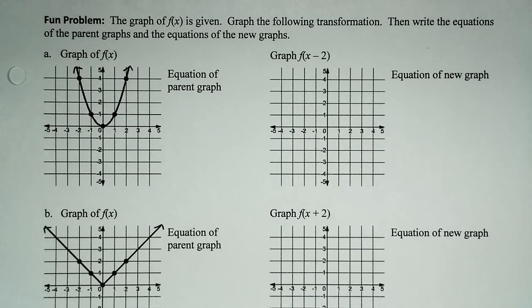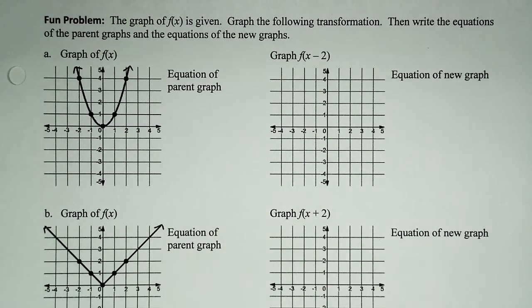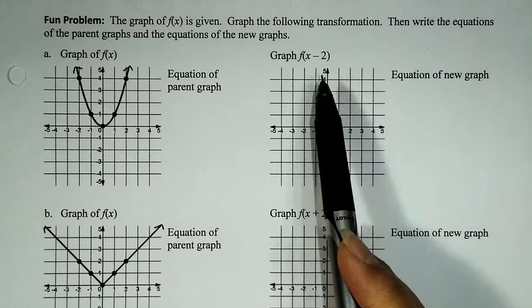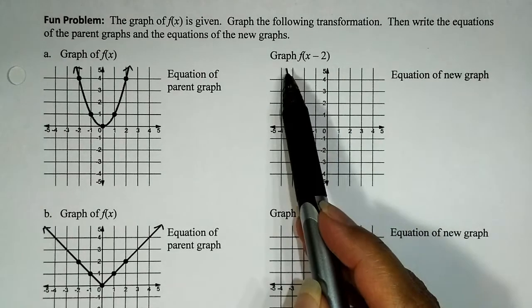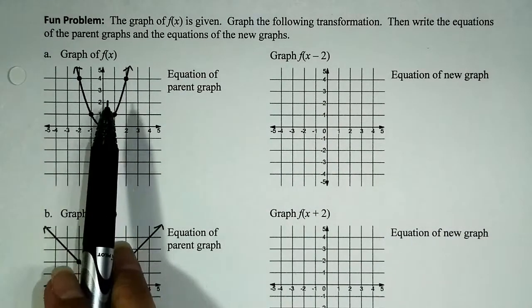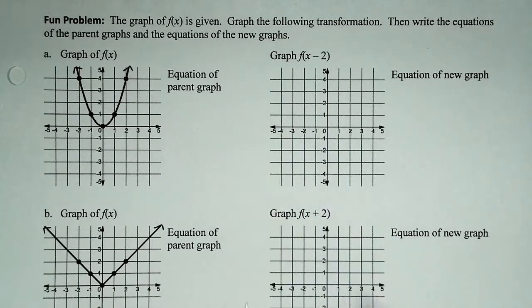The thing is, what should we do first? Should we graph the transformations, or should we write the equation or function first? That's a personal choice. No one's gonna know what you did first. In this case, I'm going to apply the transformation first because I want to focus on the notation versus me giving you the equation. So on the left side we have the graph of f of x, and we are asked to graph f of x minus 2.